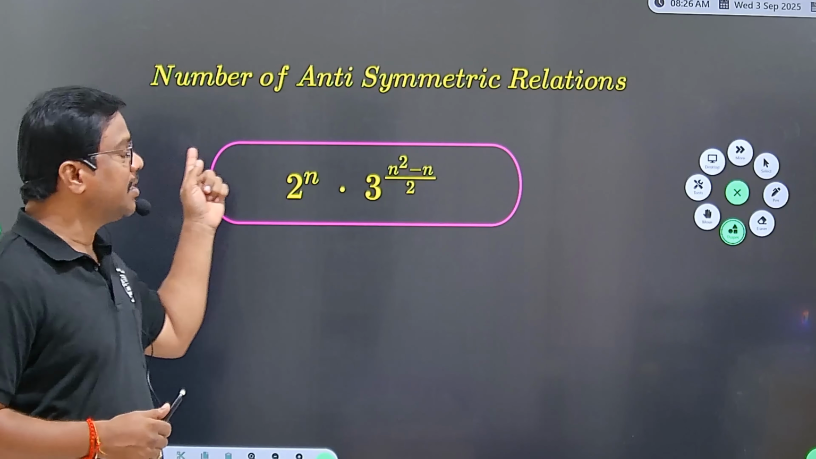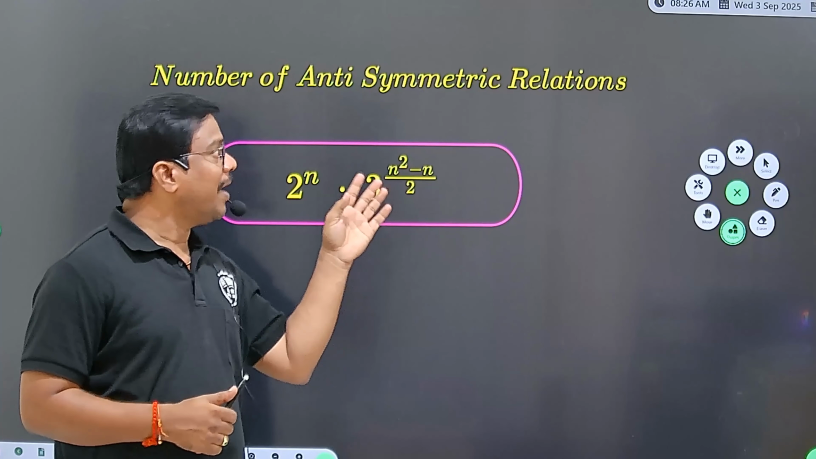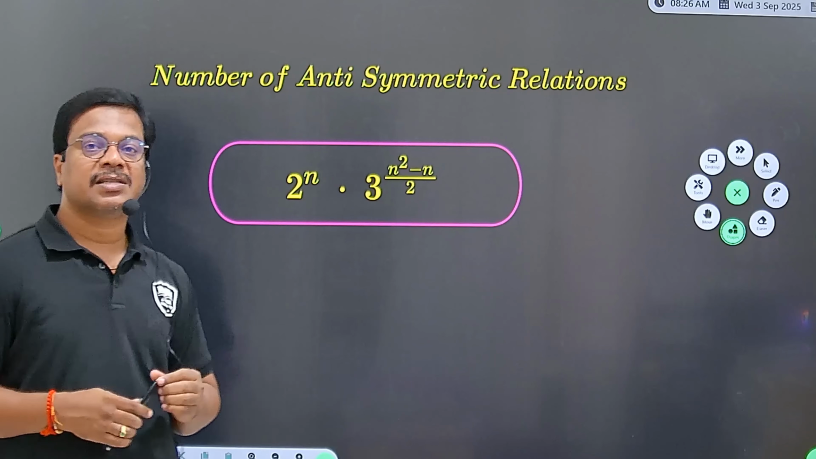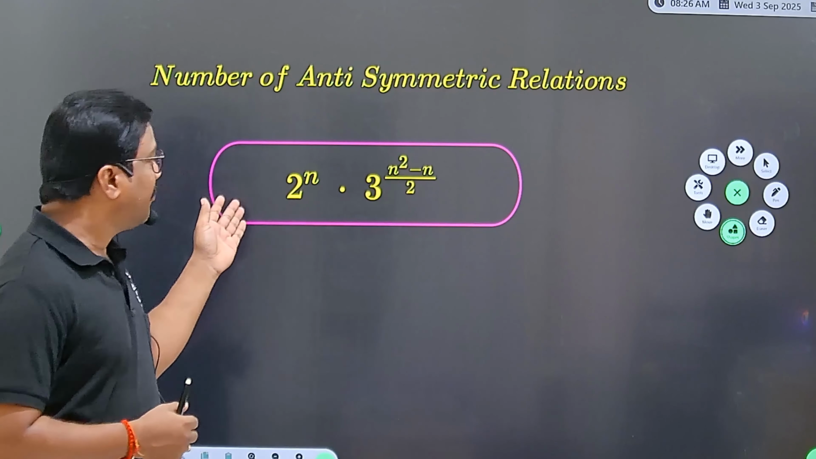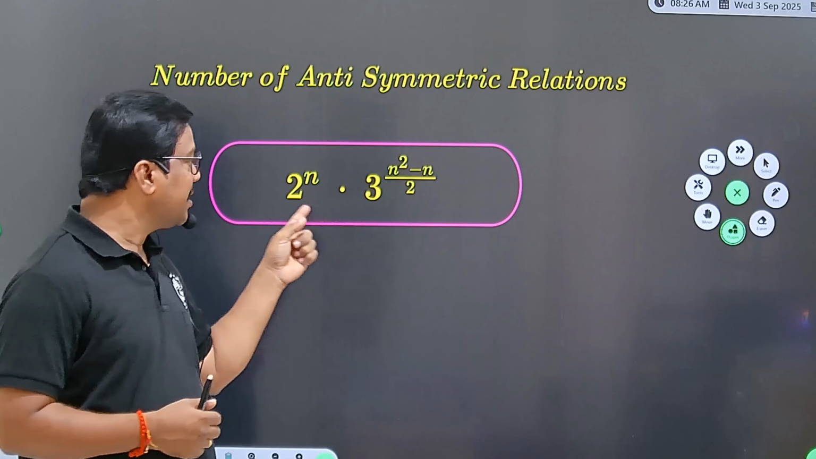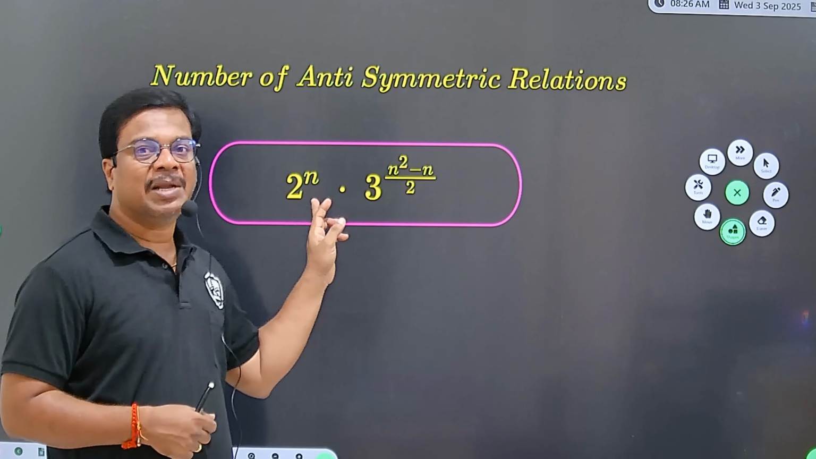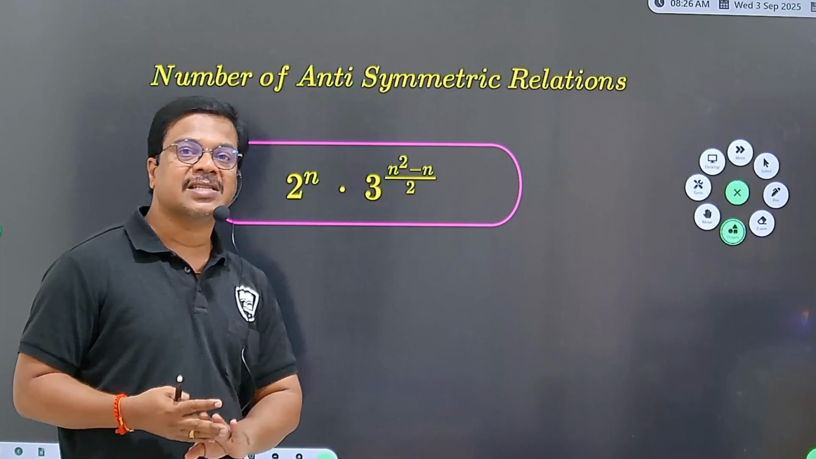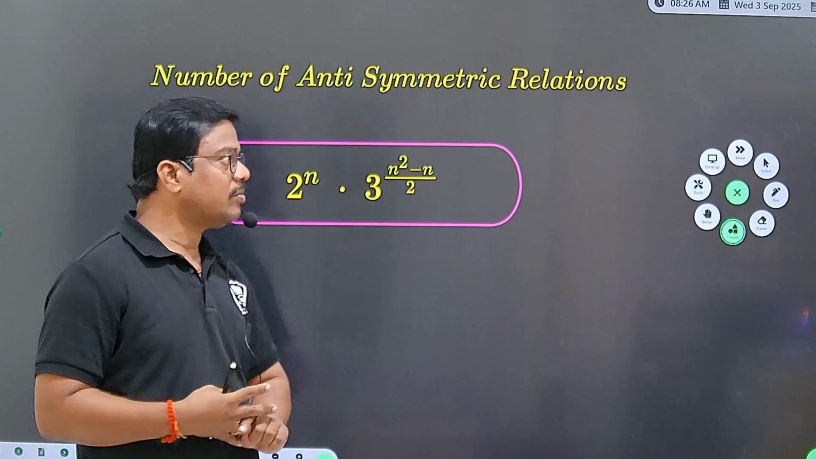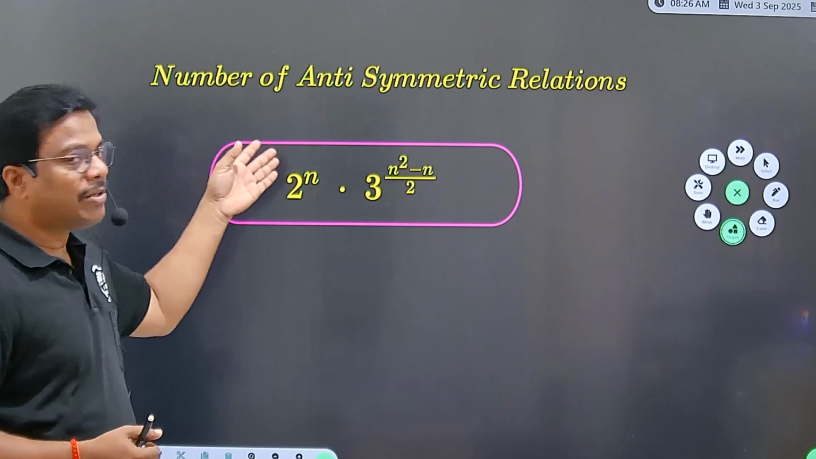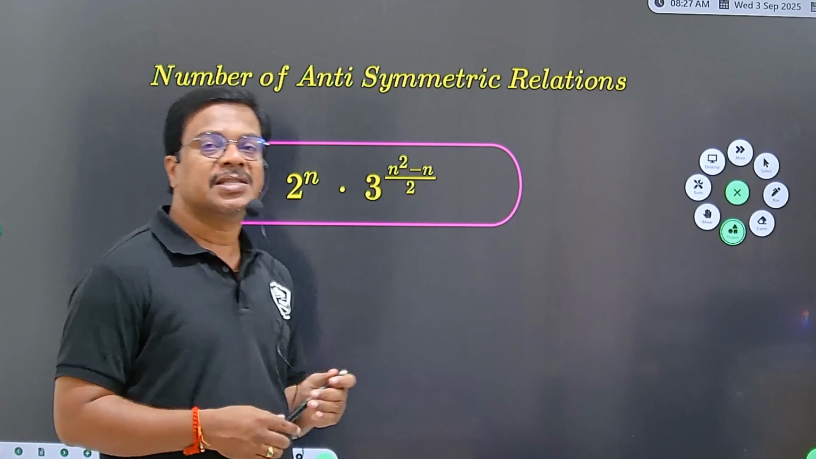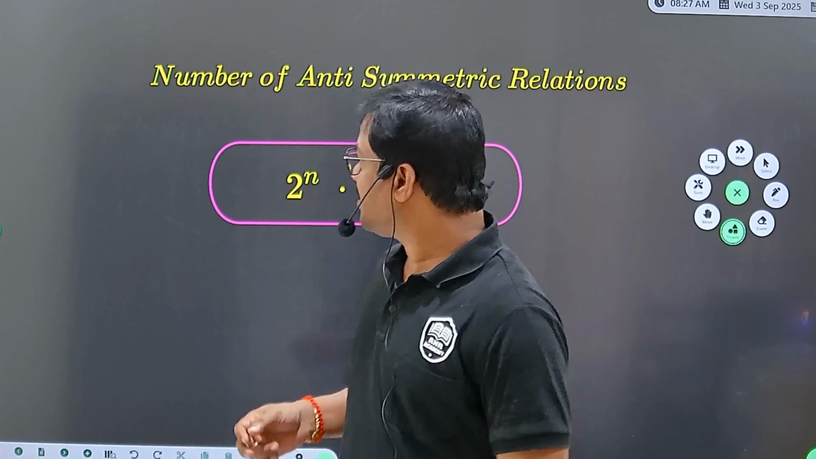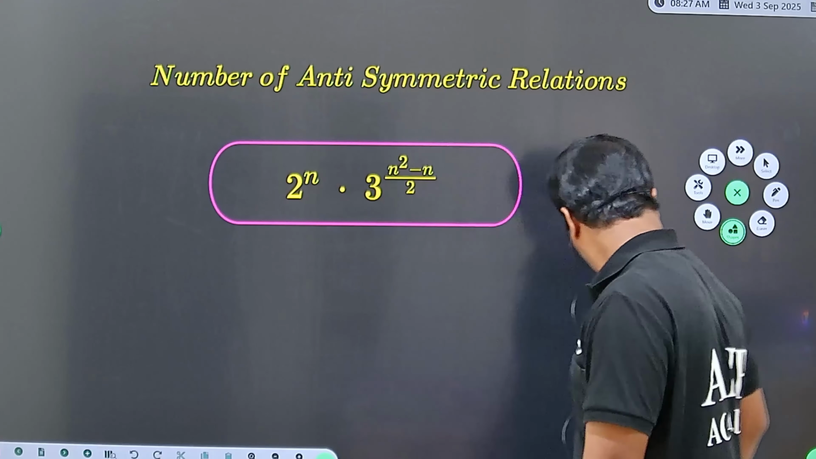Today we are going to discuss the number of antisymmetric relations from a given set A to itself. The formula to find the number of antisymmetric relations is 2^n multiplied by 3^((n^2 - n)/2). Before going to discuss the number of antisymmetric relations, let us first discuss what an antisymmetric relation is.